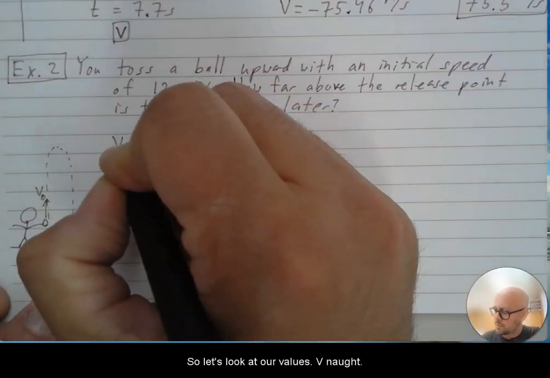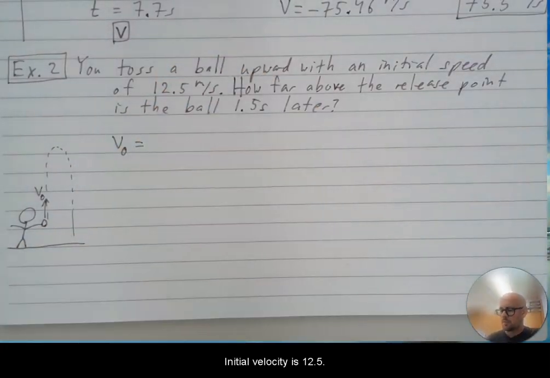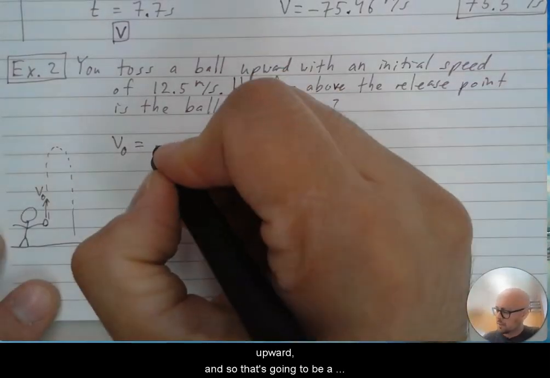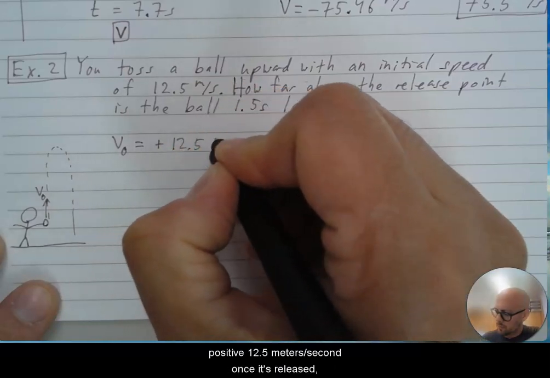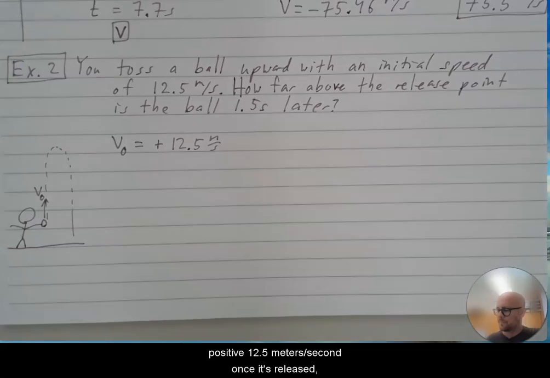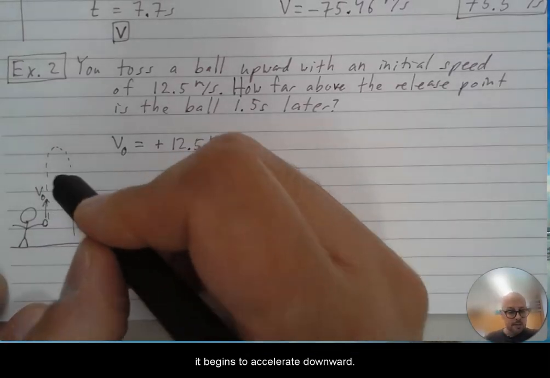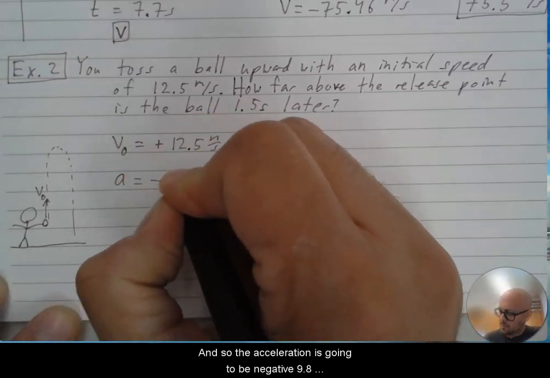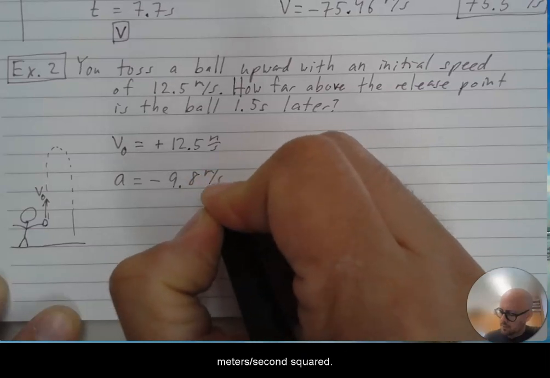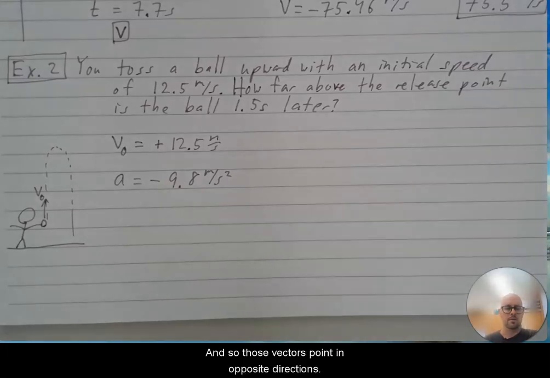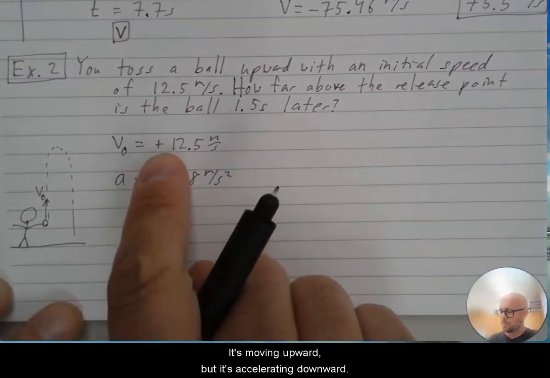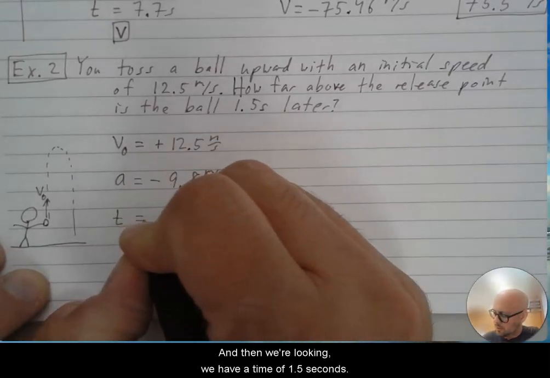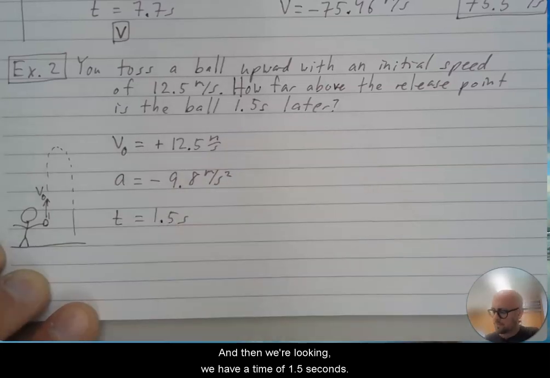So let's look at our values. V naught, initial velocity, is 12.5. Now that velocity was directed upward, and so that's going to be a positive 12.5 meters per second. Once it's released, it begins to accelerate downward, and so the acceleration is going to be negative 9.8 meters per second squared. And so those vectors point in opposite directions. It's moving upward, but it's accelerating downward. And then we have a time of 1.5 seconds.